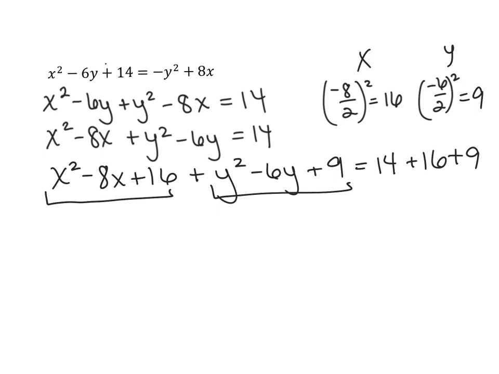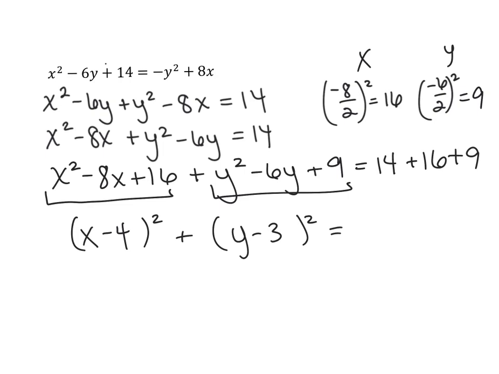So we need to factor the x's. So what multiplies to get 16 that adds to get a negative 8? That'd be x minus 4 quantity squared. What multiplies to get 9 that adds to get a negative 6? That'd be negative 3 and negative 3.